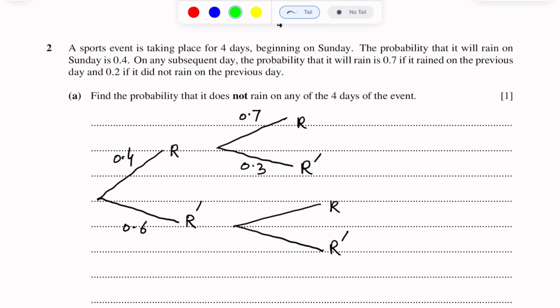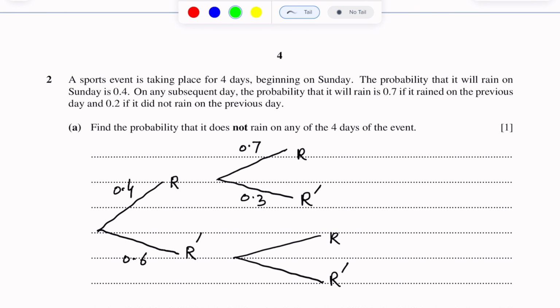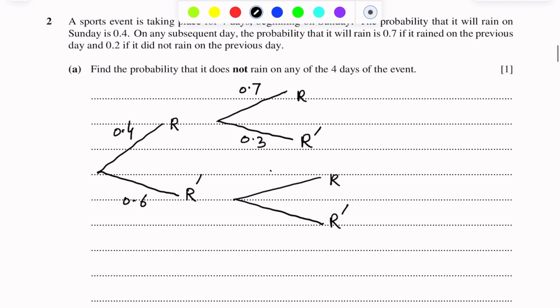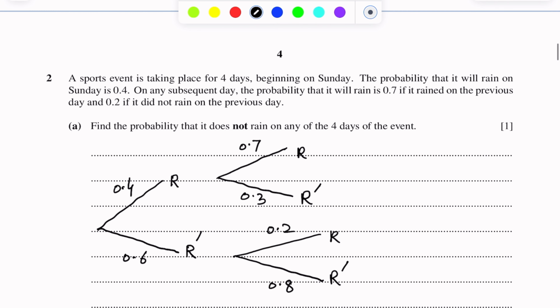Now it is also given that 0.2 if it did not rain on the previous day. This is the previous day. Did not rain, then for the next day the probability of raining is 0.2. So we will write here 0.2. This will be R dash is 0.8. Now the possible outcomes are R, R, R dash, R dash, R dash, R dash. These are the possible outcomes.